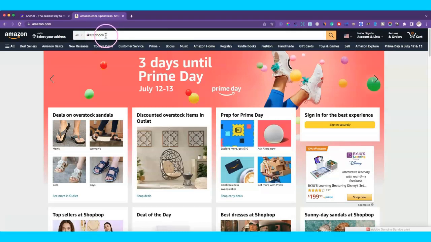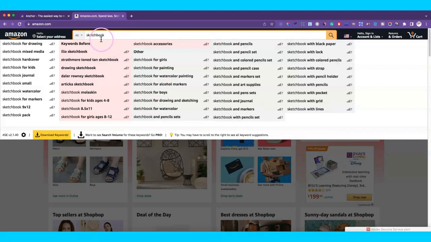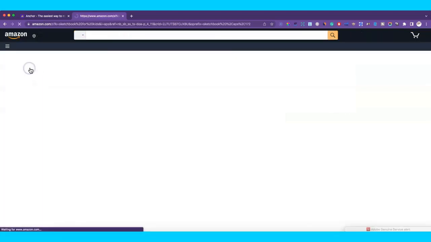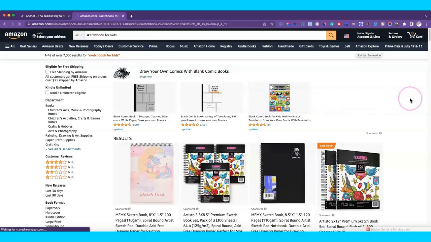So Sketchbook is still there. I'm going to put in Sketchbook, and you'll see I get these other suggestions here. That's because I've downloaded a free Chrome extension called AMZ Suggestion Expander. It's a free extension, but it helps give you long tail keywords that you can use to further niche down. Because if you just put in Sketchbook, you're going to get thousands and thousands of results. So what I would do is put in the type of book that I'm thinking I'm going to make, and then just click on other keywords to see how many results come up.